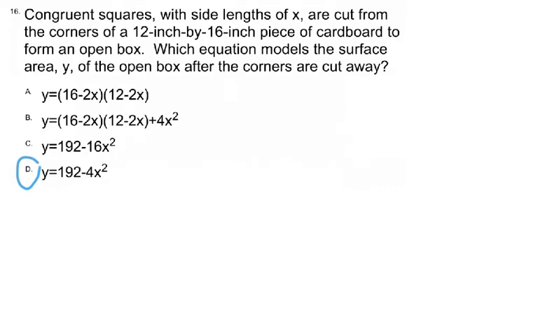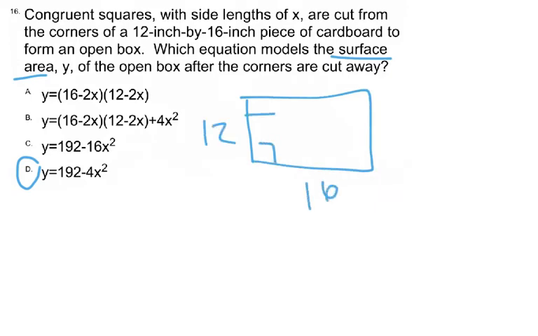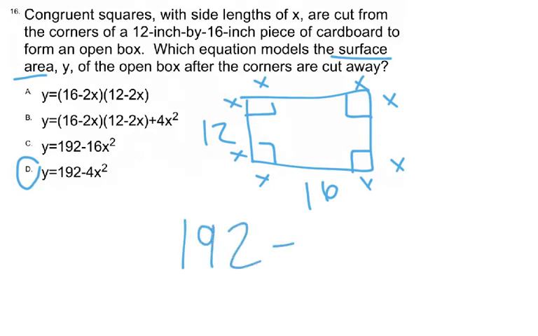Alright, this one is talking about surface area. We're not talking about volume anymore, so this is a 12 by 16. Once again, you cut away 4 square corners. They were x by x. So if I wanted to find the surface area, 12 times 16 is 192, and then I took away these corners. The area of each corner is x times x, which is x squared, and there are 4 of them, which is why my answer choice is D.